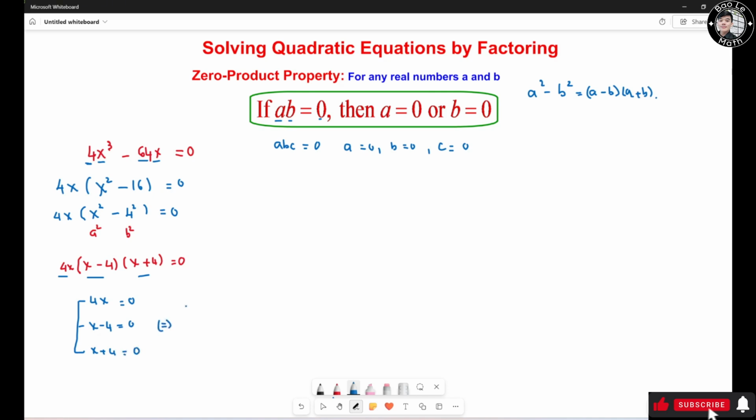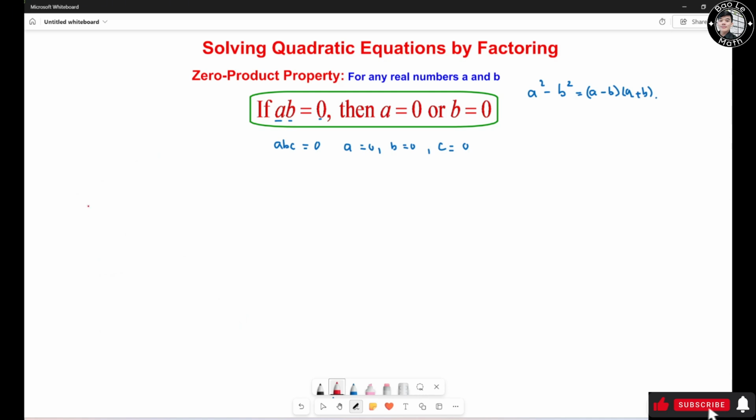Alright, so for s equal to 0, you just divide both sides by 4, so s equal to 0, right? Because 0 divided by 4 equal to 0. Now keep in mind 0 divided by 4 is going to be 0, but 4 divided by 0 is going to be undefined. So keep that in mind. S minus 4 equal to 0, I just add 4 both sides, so s equal to 4, right? S plus 4 equal to 0, I just subtract 4 both sides, so s equal to negative 4, right? So we have 3 solutions.